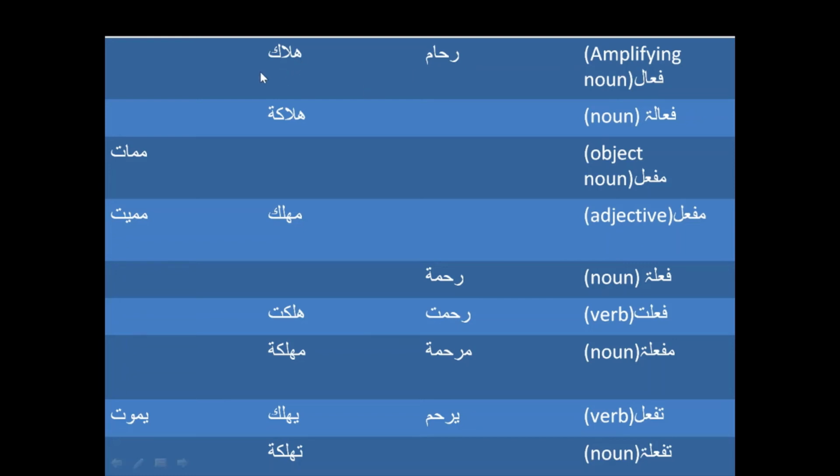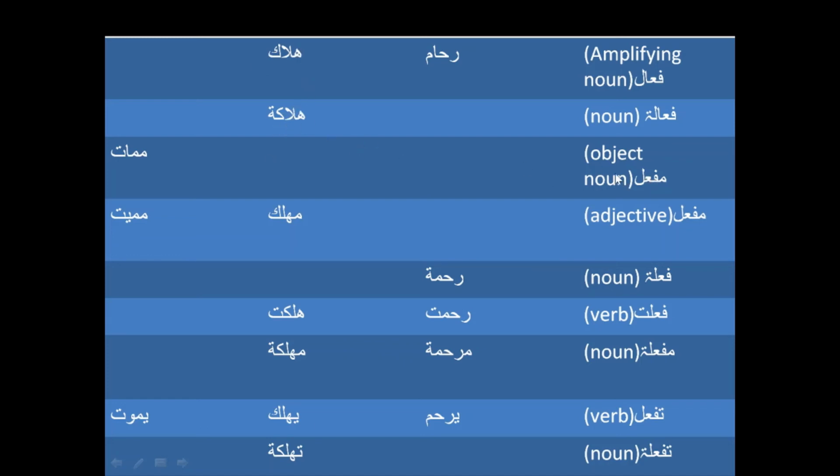And then we have Halak. Halak is also somebody is going to get decimated, destroyed. So in the case of, you can say, in the case of death, it would also get used just like this Mawt. And then we have another scale of Fi'ala. Fi'ala is like Halaka. So Halaka is also just like Halak, it is also a noun.